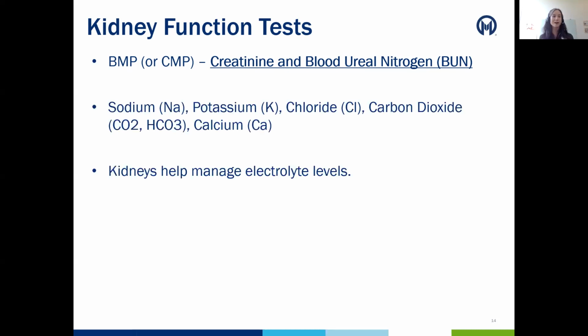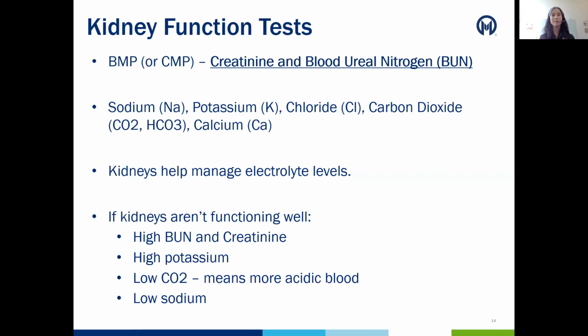In a similar manner, the kidneys also help to manage your body's levels of things like sodium, potassium, and how much fluid you retain or get rid of, etc. So if your kidneys aren't functioning well, then different things that should normally pass through into the urine will start to build up. So you might see things like a high BUN, high creatinine, high potassium levels. Because of abnormal regulation of these electrolytes, we may see that your blood gets more acidic. We may see fluid buildup and thus lower sodium levels because your sodium levels get diluted. So there are a lot of different things that we can tell just from this BMP related to your kidney function.